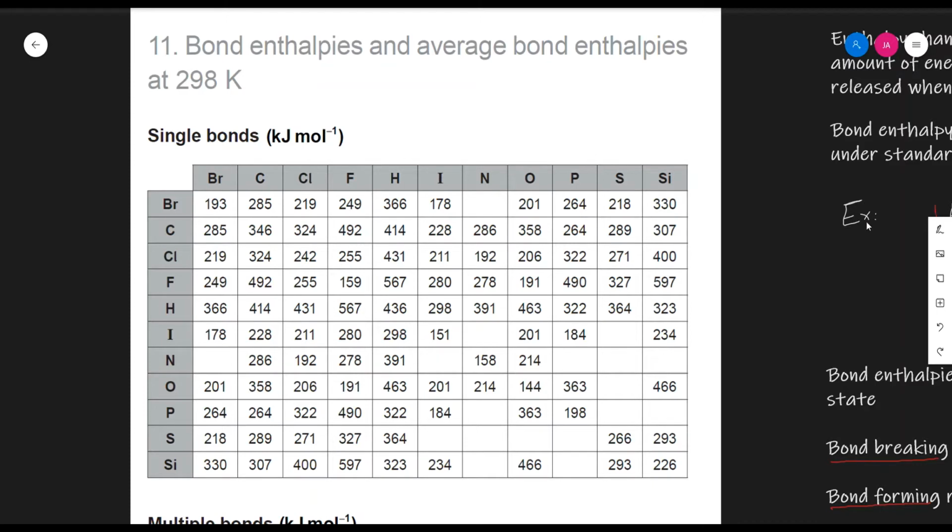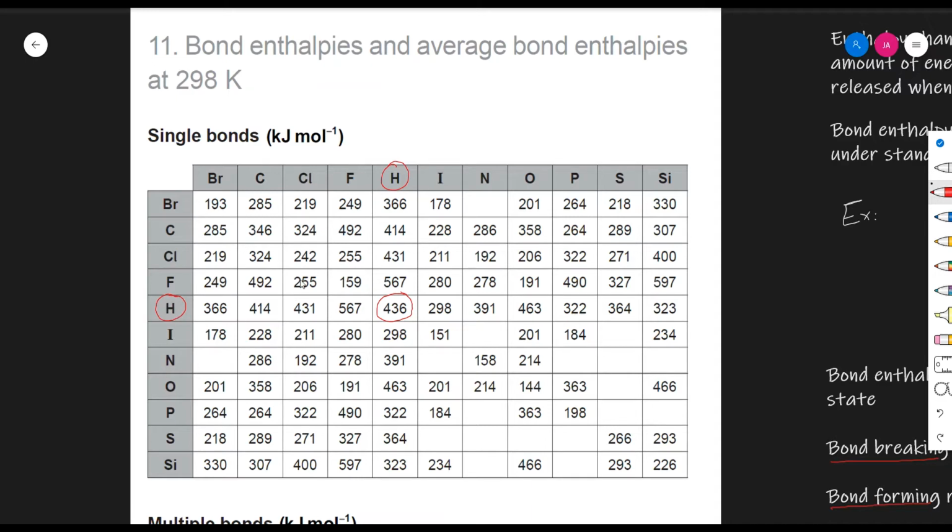For example, in my first equation, the energy required to break one hydrogen bonded with another hydrogen is 436. I'm going to circle these to be more clear. Thus, the enthalpy change to break 1 mole of gaseous hydrogen-hydrogen bonds is 436, which is a positive value because this is bond breaking. If you require the energy released when this bond is formed, you simply change this sign to a negative.